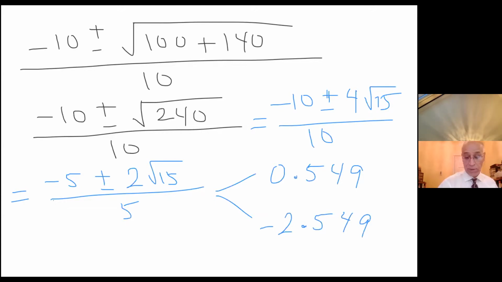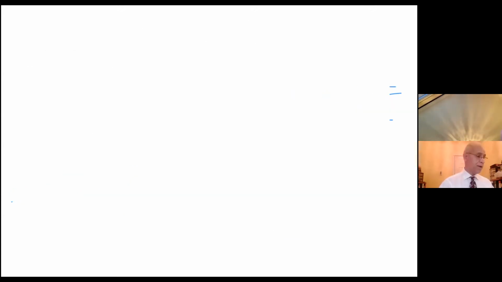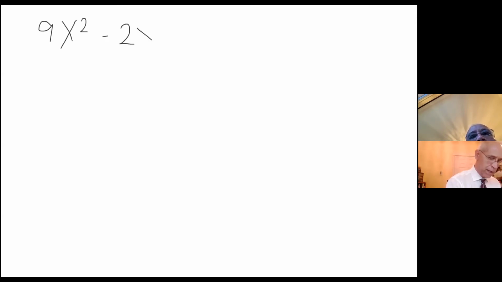Okay, let me go to the next page. The other problem that was emailed to me is 9x to the second minus 2x plus 4 equals 0. And right away, I have a feeling that this will not have any real solution.